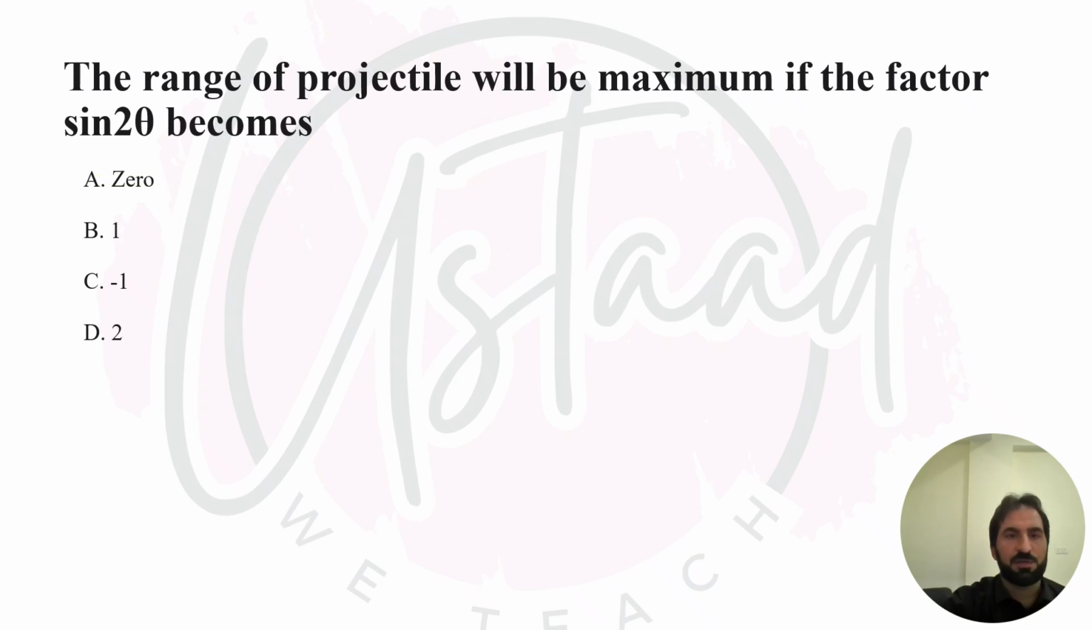Next MCQ: the range of the projectile will be maximum if the factor sine 2 theta becomes. So projectile is the two-dimensional motion of a body along a curved path by definition, and the options we have are A 0, B 1, C -1, and D 2. So the correct option is B, that sine 2 theta is equal to 1.